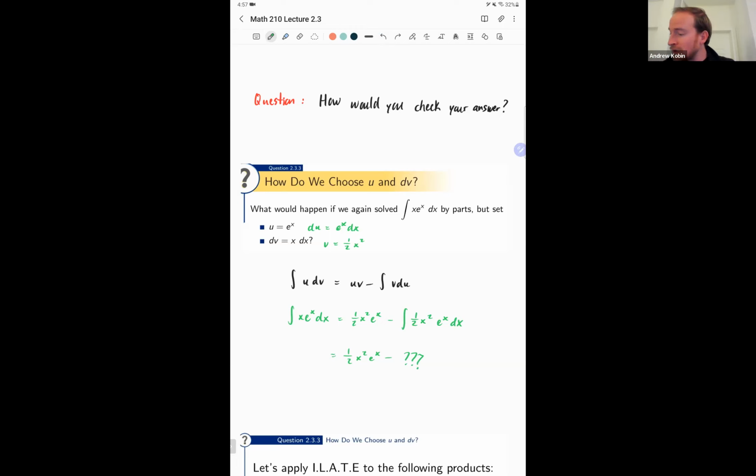Don't choose u equals e to the x if you have x times e to the x. Now, hopefully this will give you ideas for other problems. We're going to formalize this in the next step. So let's talk about that now.